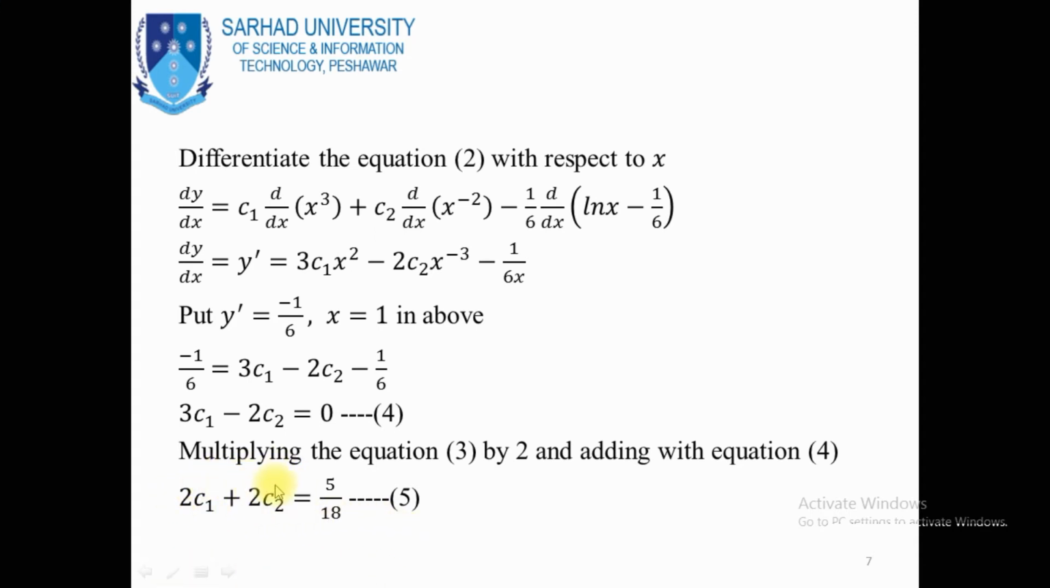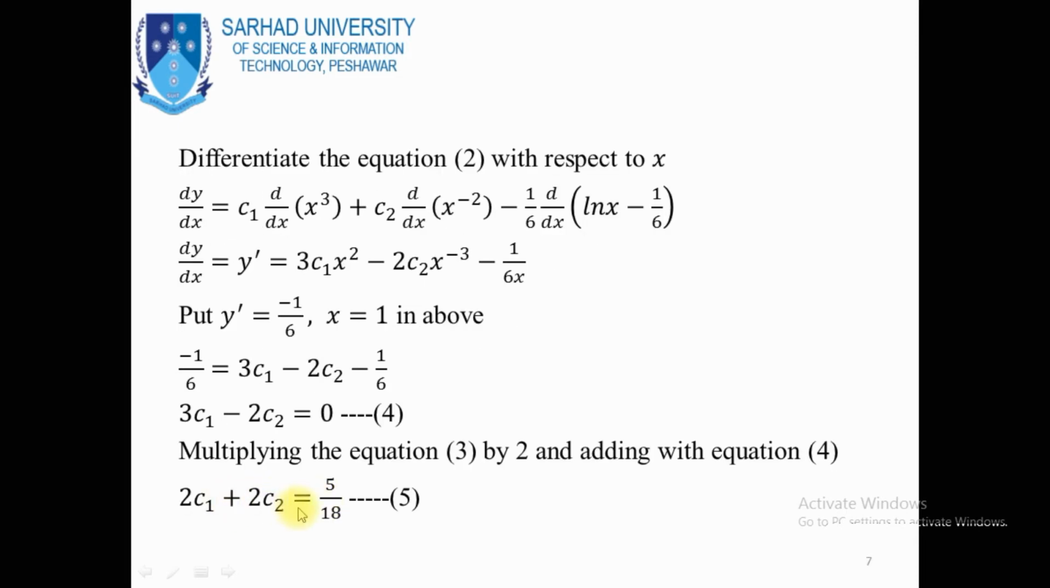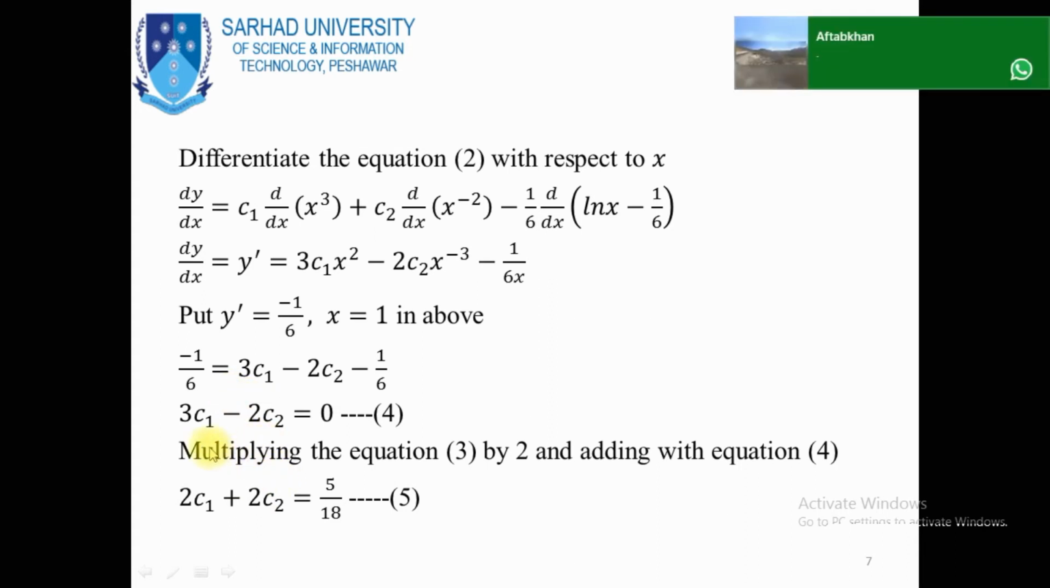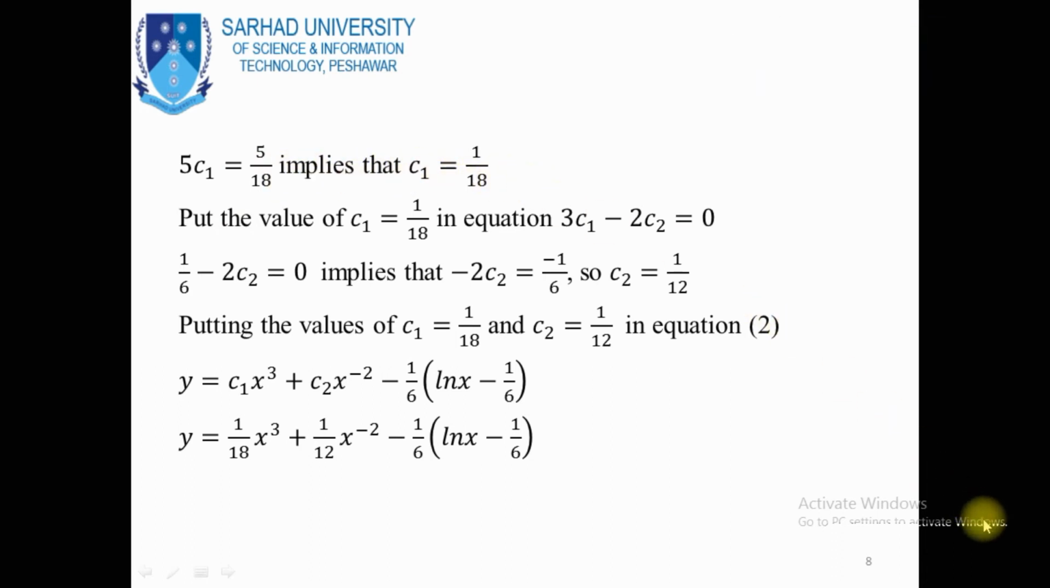So first of all, multiplying equation number 3 by 2, we get 2c1 plus 2c2, and 2 divided by 36 means 1 over 18. So we obtain 2c1 plus 2c2 is equal to 5 by 18. Now adding equation number 4 to equation number 5, minus 2c2 and plus 2c2 cancel, we obtain 5c1 is equal to 5 by 18, which implies that c1 is equal to 1 over 18. Now putting the value of c1 is equal to 1 over 18 in the equation 3c1 minus 2c2 is equal to 0.